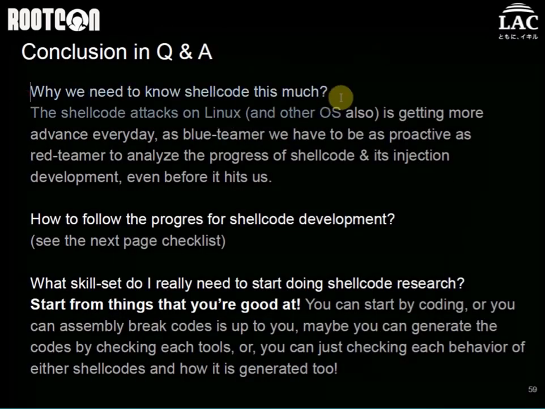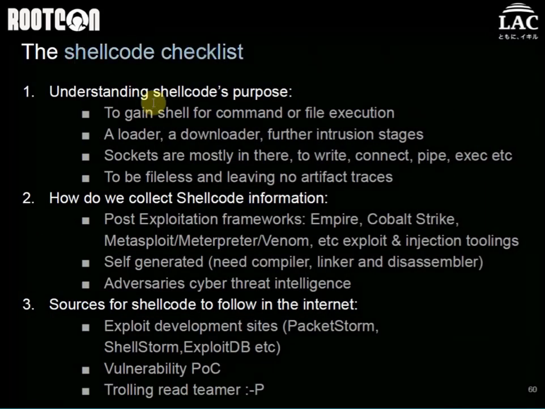So for the conclusion today: why do we need to know shellcode this much? Shellcode attacks on Linux and other OSes are getting more advanced every day, so we have to follow them. How to follow them can be seen in the checklist on the next page. The most important thing I want to explain is what skill set they really need for doing shellcode research. You can start from anything that you're good at: if you can code, you can code; if you can do reverse engineering, you can do that, and you check the behavior and so on.